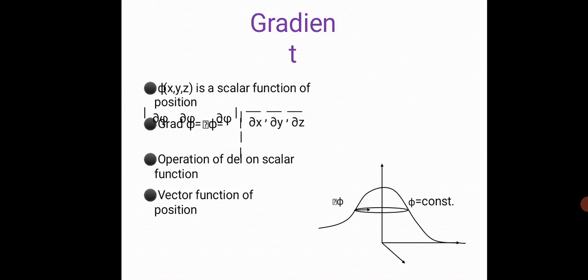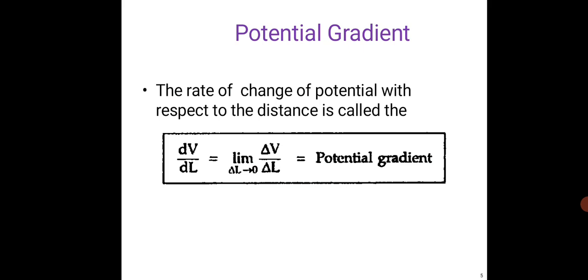Coming to the gradient, it is a scalar function of position. The gradient gives the operation of del on a scalar function. We'll see it in detail here. First, the potential gradient. Potential gradient is nothing but the rate of change of potential with respect to distance. I can give it as dV/dl, where V is the potential and l is the distance, and we assume that dl tends to 0. We define this as the potential gradient.